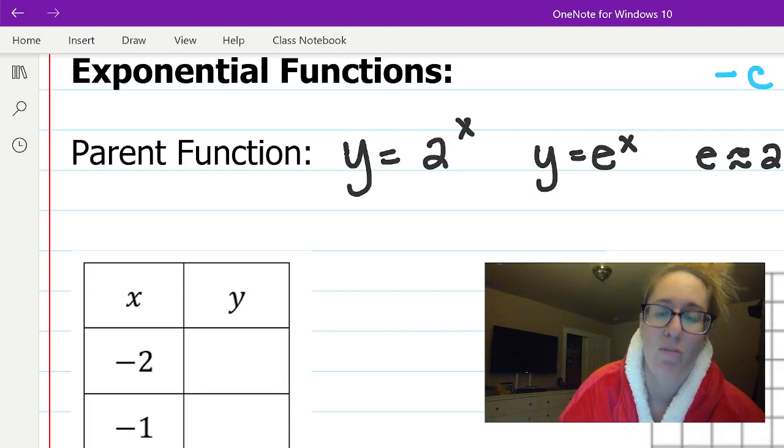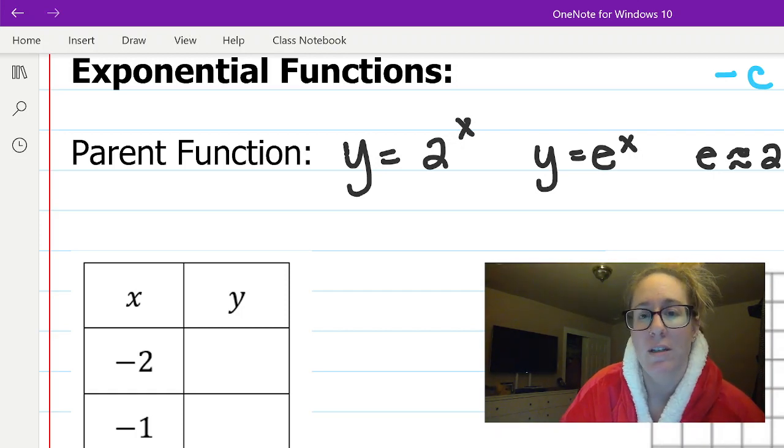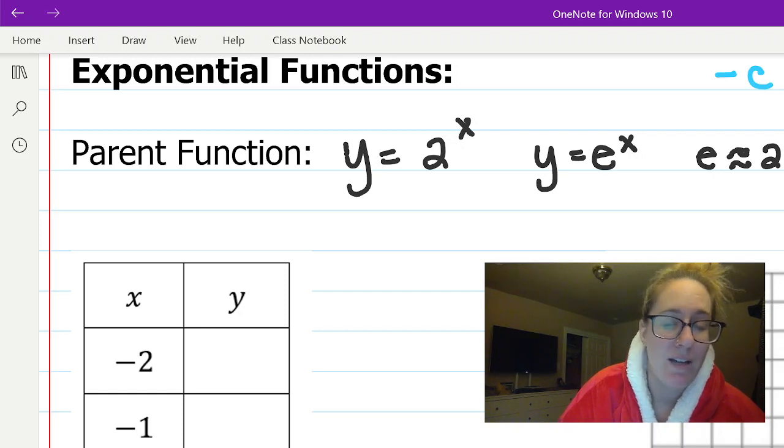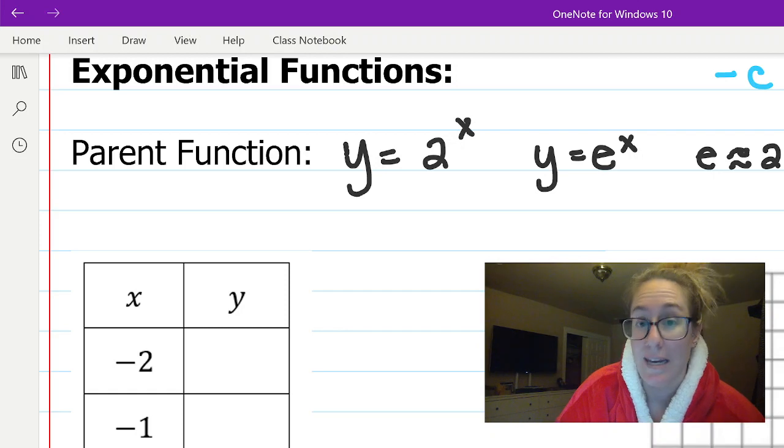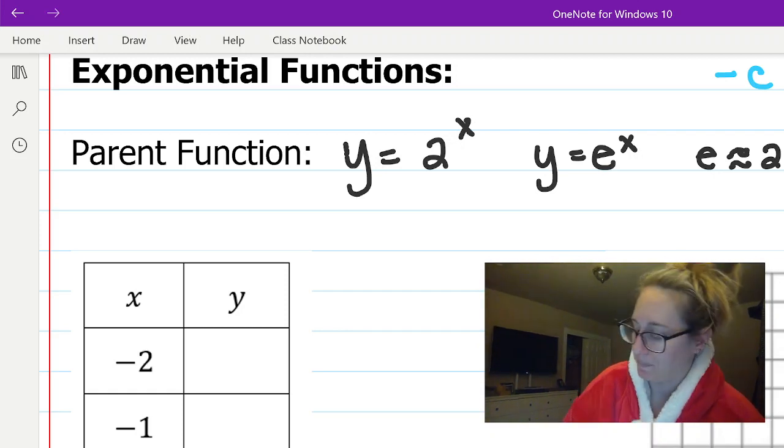It has a very special property in calculus that you guys will learn about next year when you get there. We'll talk a little bit more about e later. Just know that it's another very common base number for exponential functions. And again, just like pi, it is a number and it has an approximate value of about 2.72.